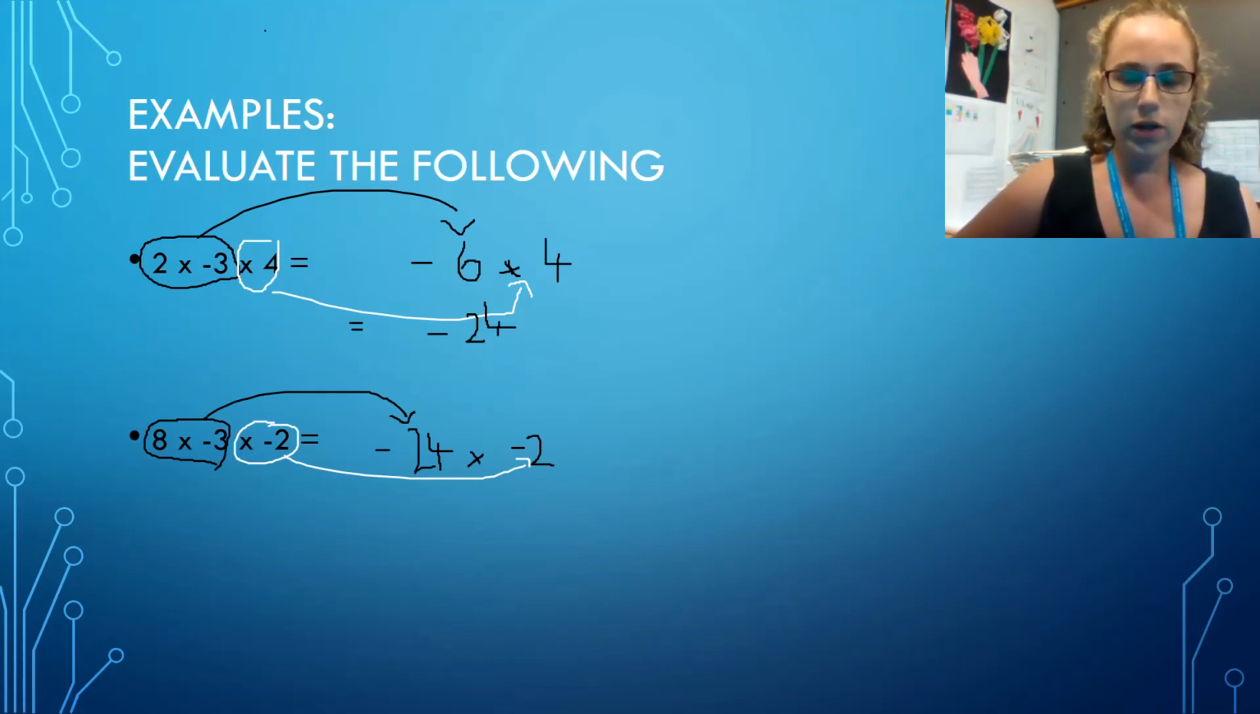So on our next line, I'm dealing with 24 times 2. So the answer is 48. And I have a negative and a negative, which makes it a plus. So the answer to 8 times negative 3 times negative 2 is positive 48.